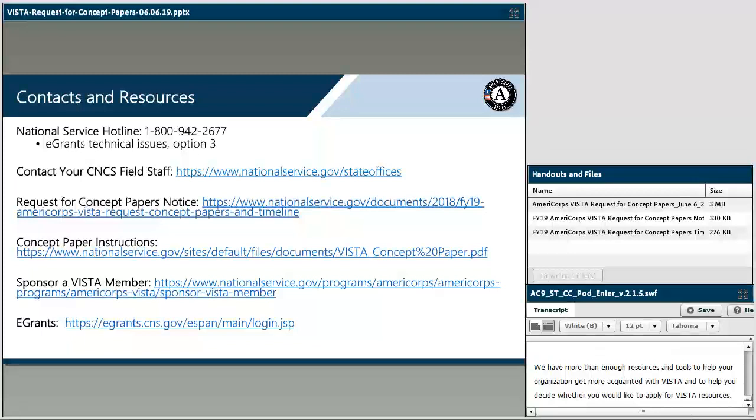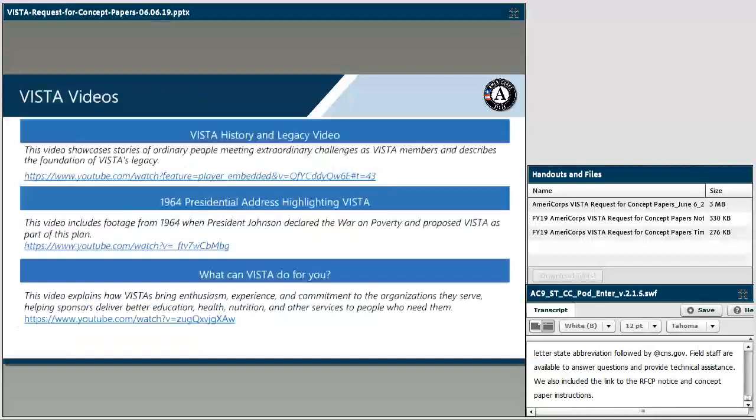One of the most important things you'll need to know is how to contact the local CNCS field staff. You can follow the link included on the slide and find the email, or you can simply type the 2-letter state abbreviation followed by @cncs.gov. Field staff are available to answer questions and provide technical assistance. We've also included the link to the RFCP notice and concept paper instructions. Both will provide information about VISTA and guidance on what to include in the concept paper.